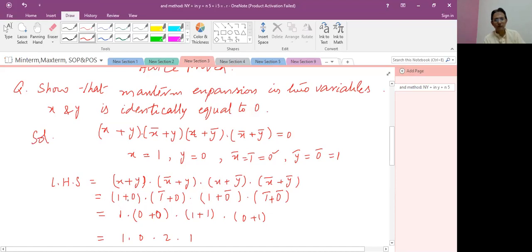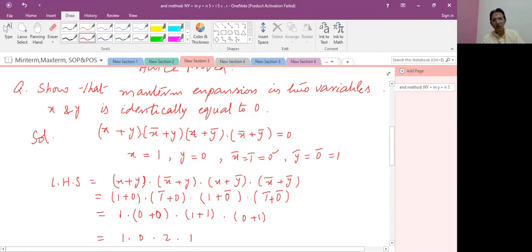X plus y means 1 plus 0. X complement is 1 complement plus 0. X plus y complement means 0 complement. X complement plus y complement means 1 complement plus 0 complement. The next step is 1 plus 0 is 1. 1 complement means 0. 0 plus 0 means 0.